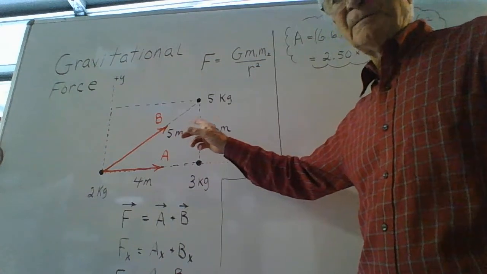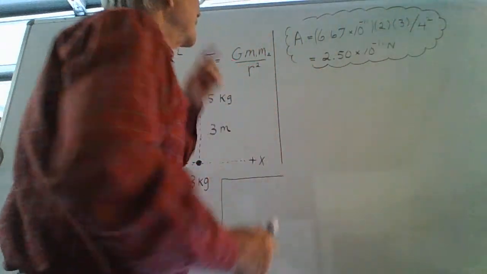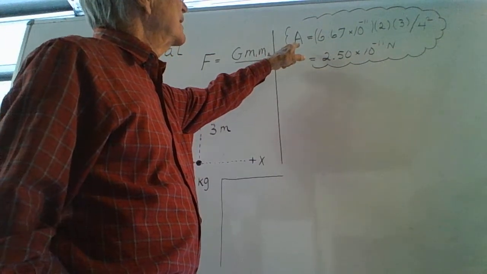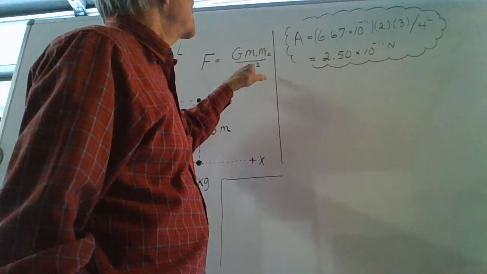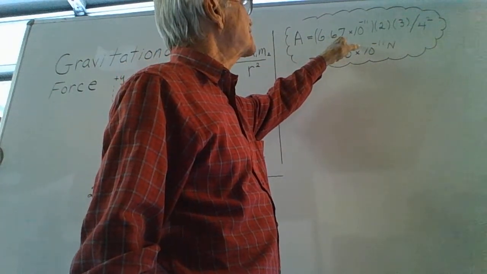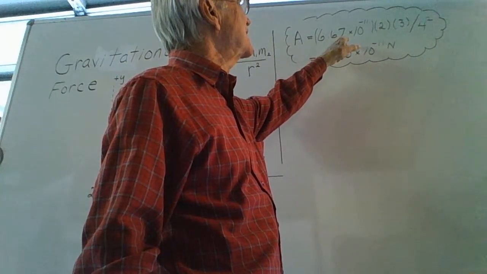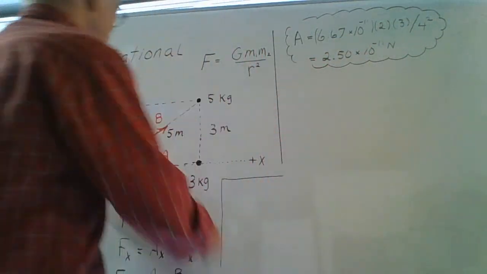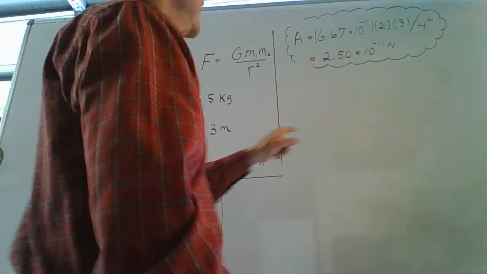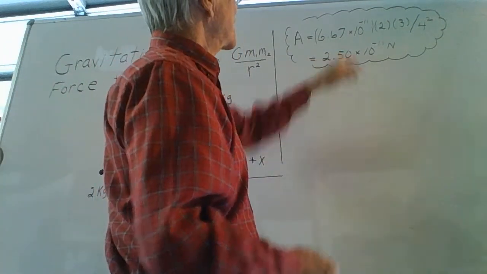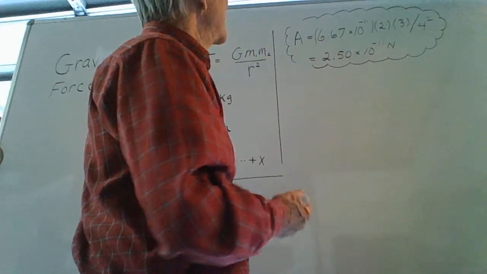I show here the force vector labeled A. Following the G m m over r squared pattern, we have the universal gravitational constant, 6.67 times 10 to the negative 11, times the product of the masses, 2 and 3, divided by the distance squared. This works out to 2.5 times 10 to the negative 11.